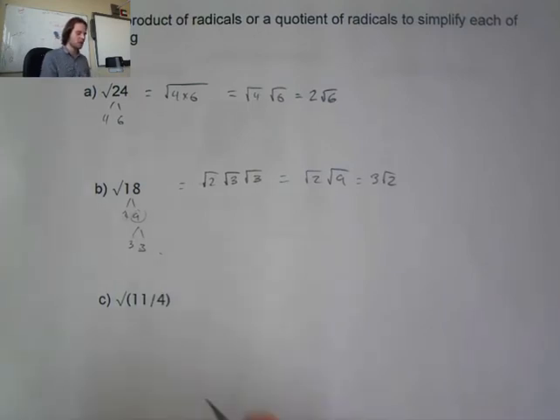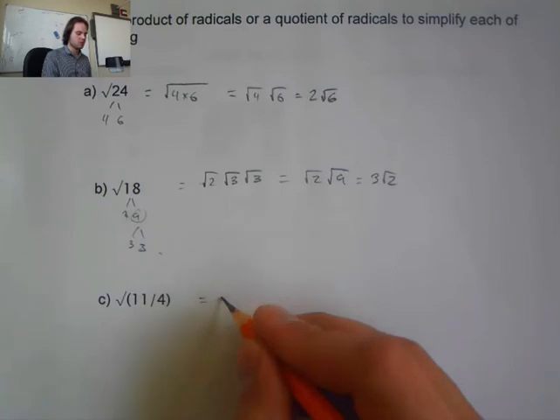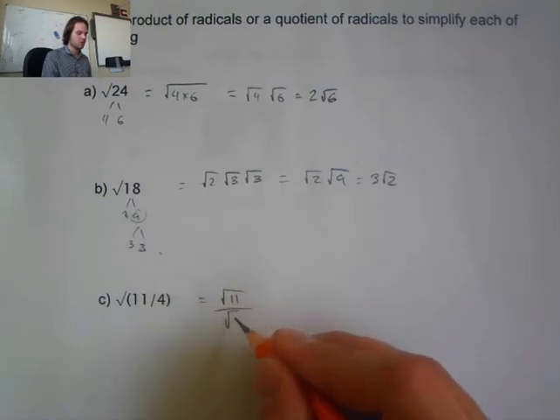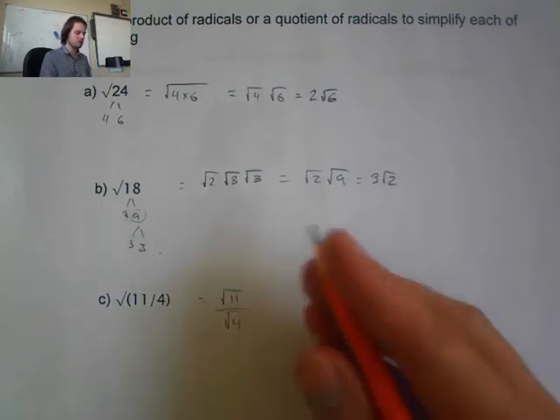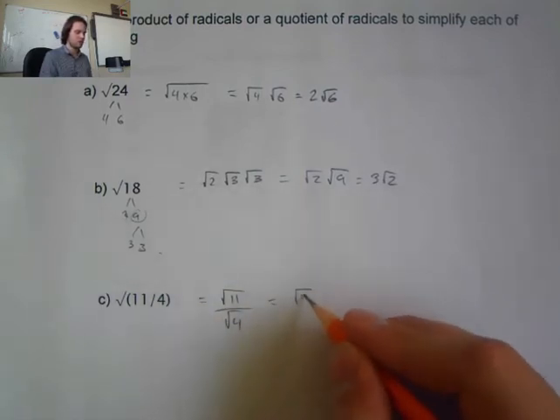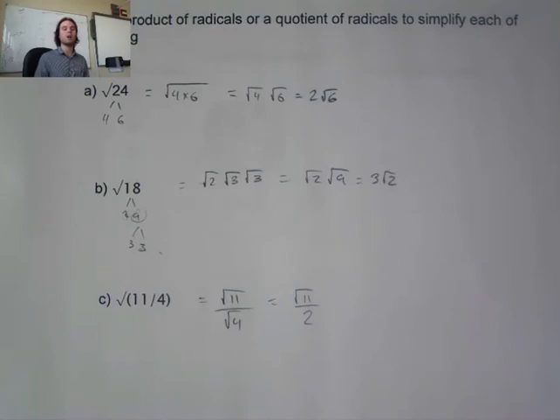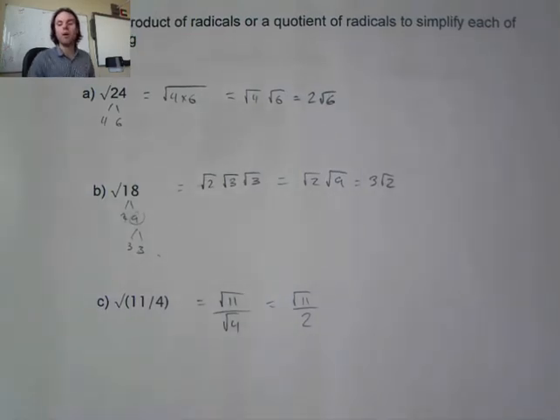Let's look at the next one. Well, this could be simplified, can't it? This could be square root of 11 all over square root of 4, because it's division. Now, does that simplify too? Simple. Square root 11 all over 2. And we're done. Okay?